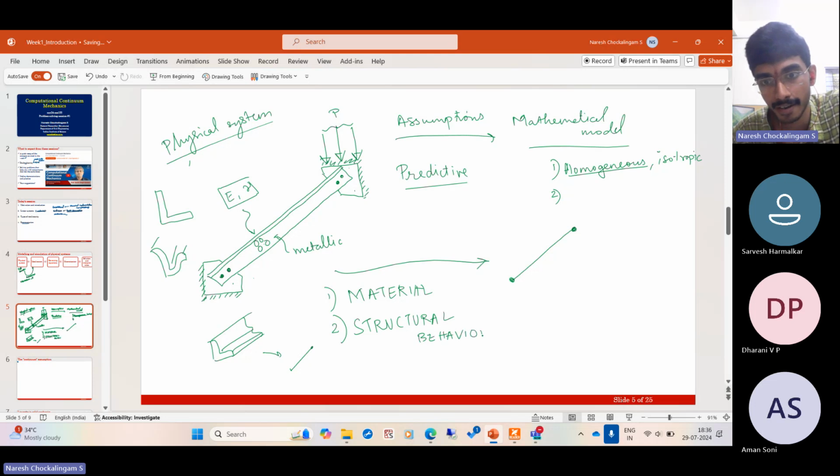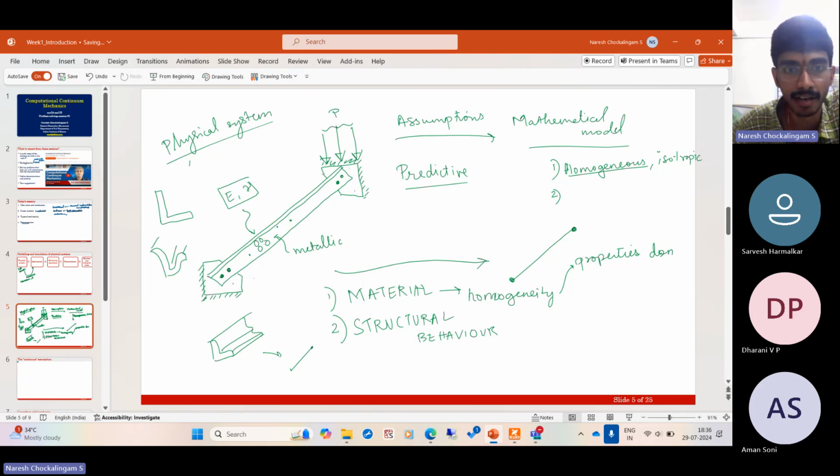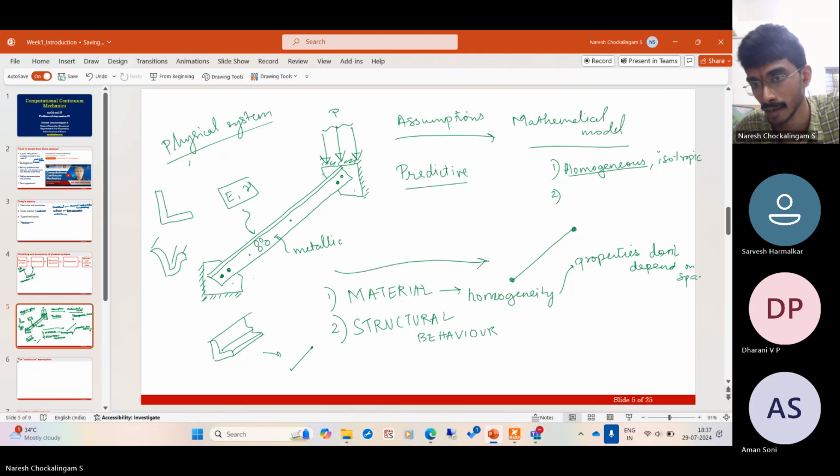In material, we have the assumption of homogeneity. So what is homogeneity? I think it was a question in assignment 0. Homogeneity basically means the properties do not depend on the spatial coordinates. So whether you take a point here or a point here, the stress strain response is the same. So properties don't depend on the space. Then the second thing is isotropic.